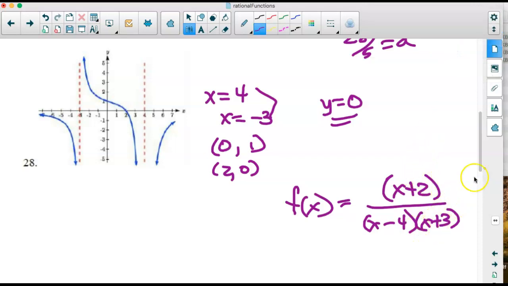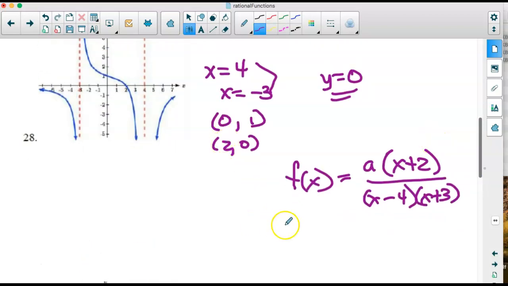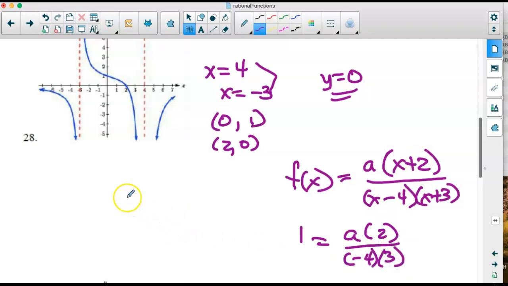All right, so then what we would do is we would need to find this a value by plugging in the point 0, 1. So 1 equals a times 2, because we plug 0 in, over -4 and 3. So we're going to have 1 equals 2a over -12. So a is going to be -6.